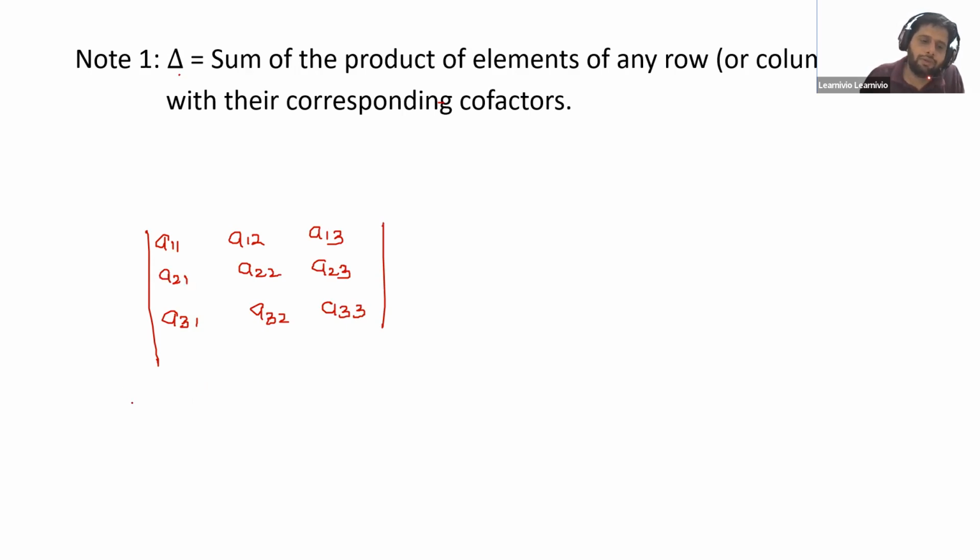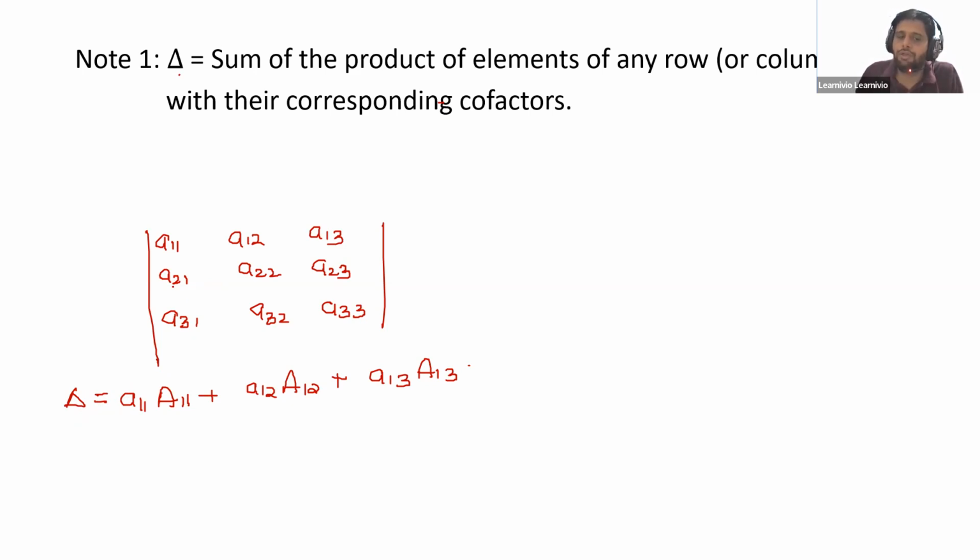Now, if we are multiplying the elements of the first row with their corresponding cofactors, it means we are multiplying A11 with the cofactor A11, A12 with A12, A13 with A13, then this will be equal to the determinant. So if you solve the determinant or multiply this, the answer will remain the same.